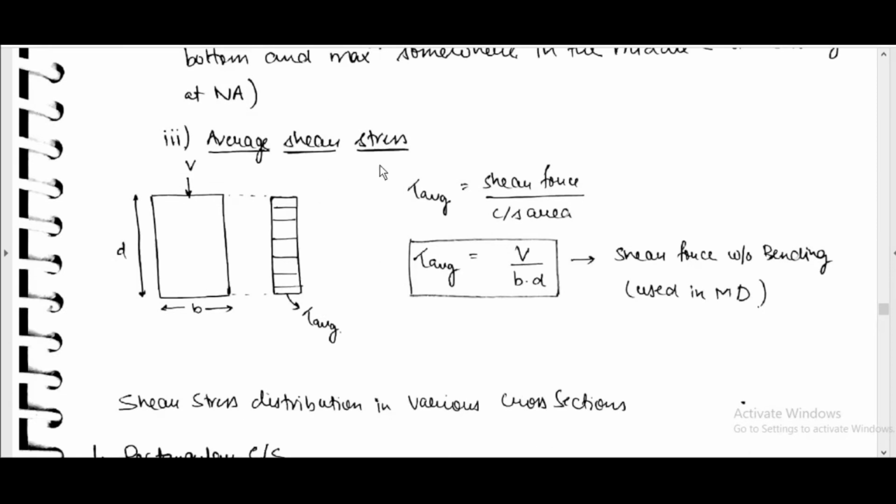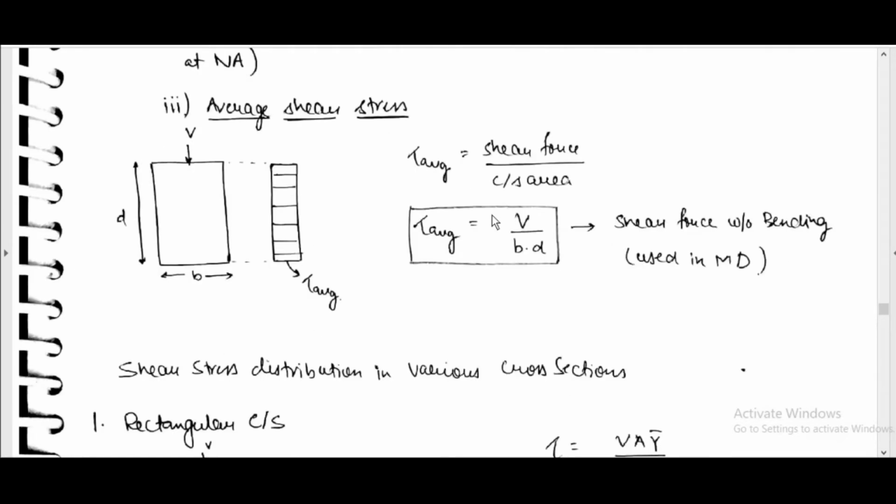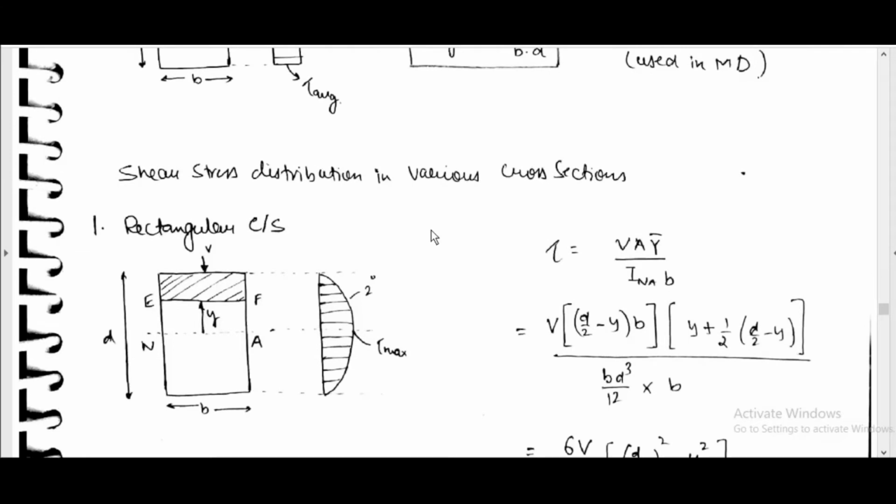Average shear stress. Tau average is equal to shear force by cross-sectional area. Tau average is equal to V by b d. Shear force without bending is used in machine design, where tau average is V by b d. But here, if there is V, then there will be bending in real cases. Shear stress distribution in various cross sections.